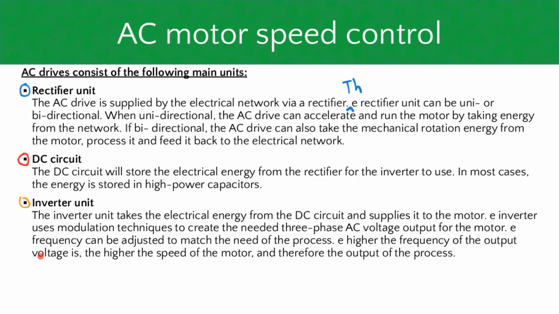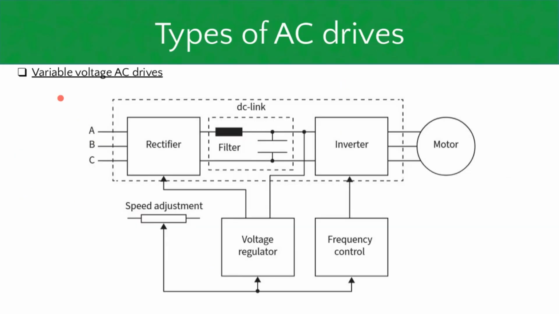So if you have 50 hertz in, but let's say you need your motor to be a little bit faster, if we ignore slip, you should have around 3000 RPM on a 50 hertz system. But let's say you require 6000 RPM, which means you will have to double the frequency, and the inverter will then basically allow you to do that.